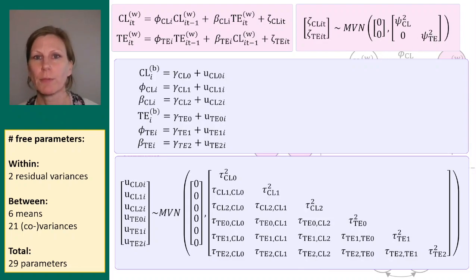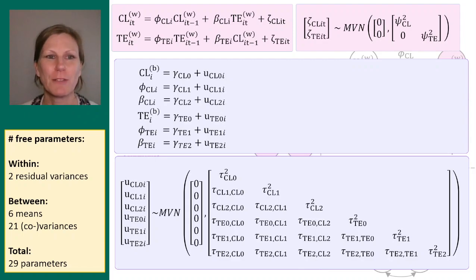And all the other parameters are estimated at the between level, and what we have is 6 means. It's these 6 gammas. We could also refer to these as the fixed effects, as it's referred to in some of the literature, although in some of the literature something else is meant by fixed effects, so that's why I prefer to call them means here. And then in the covariance matrix we'll have 21 unique elements.